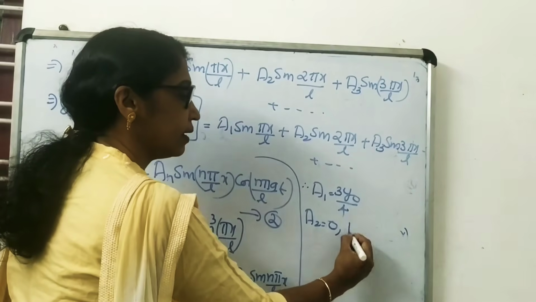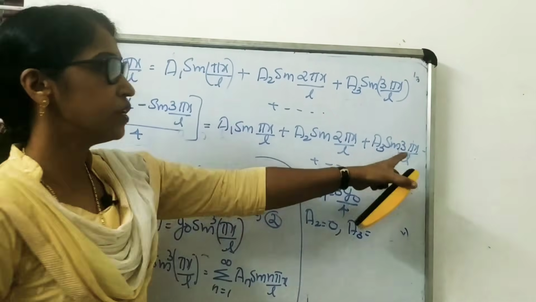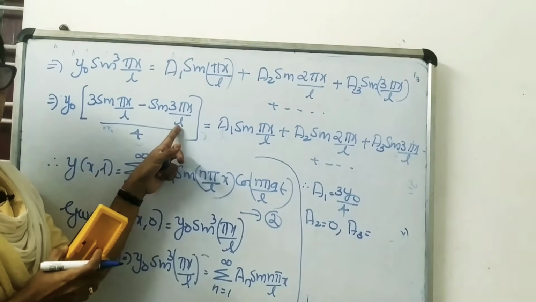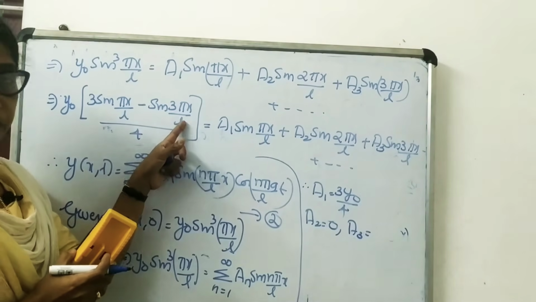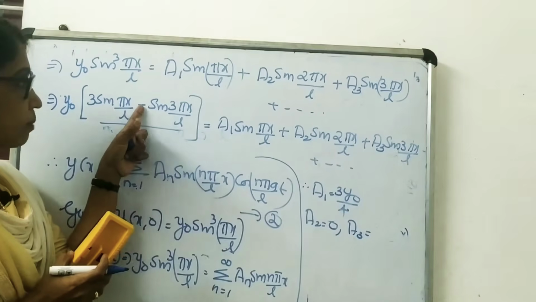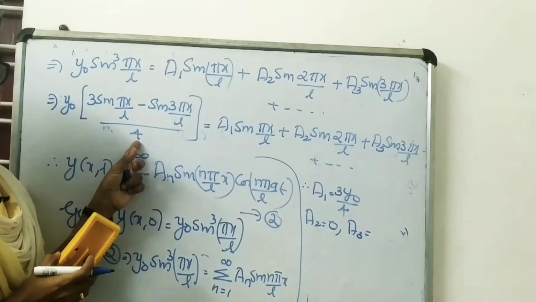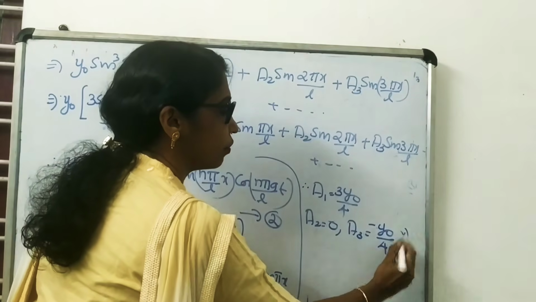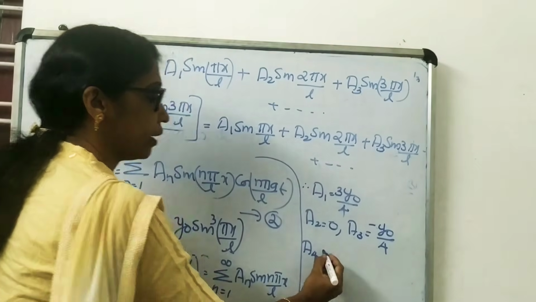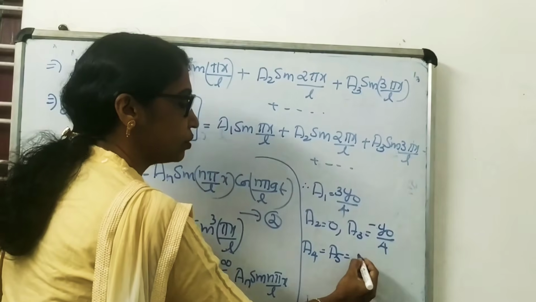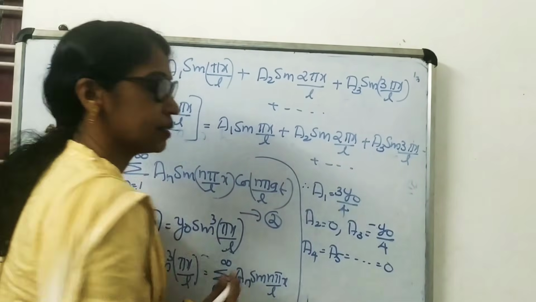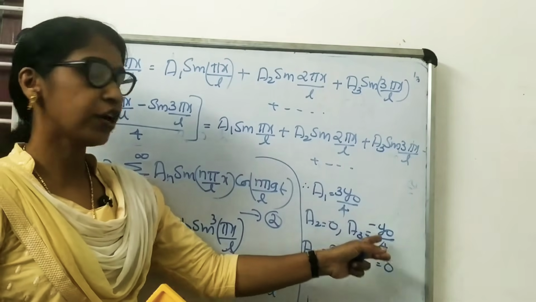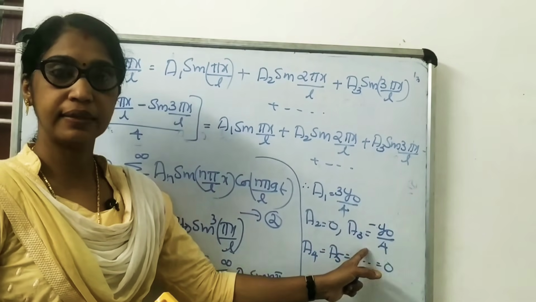What is a3? a3 is the coefficient of sin(3 pi x / L), which is present here. So the coefficient of sin(3 pi x / L) is minus y0 divided by 4. So a3 is minus y0 by 4. And a4, a5, etc. are equal to 0. Therefore only two coefficients are present, a1 and a3.